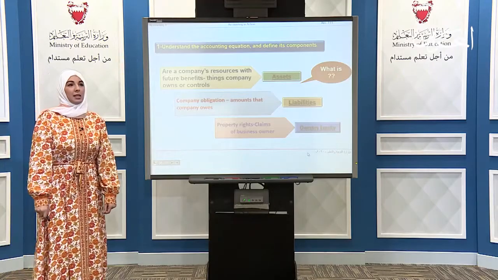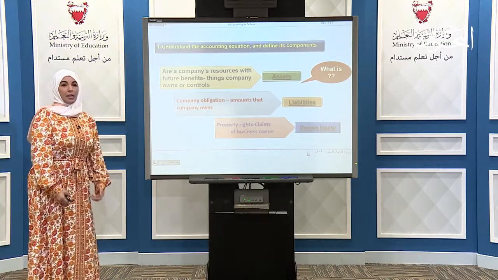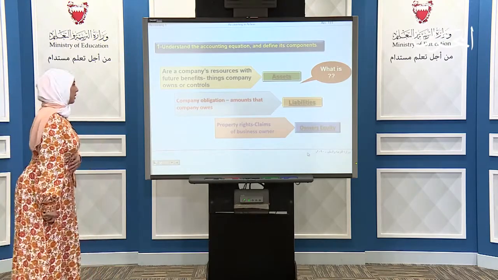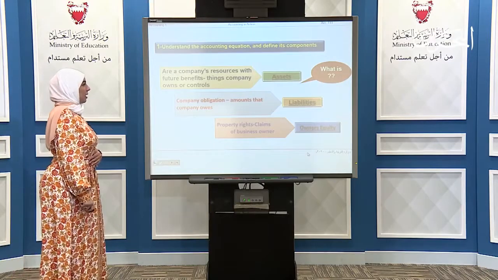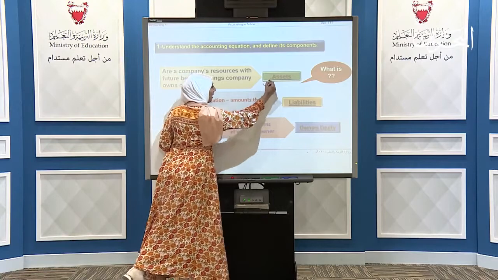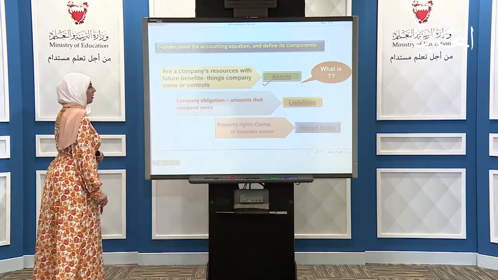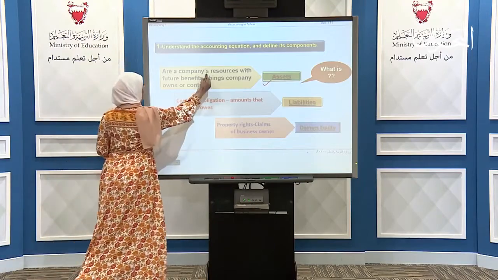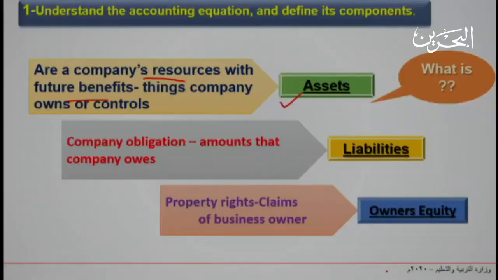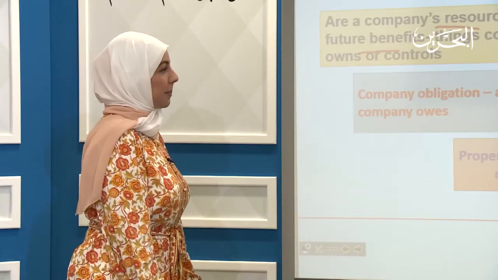First of all, let us understand the accounting equation and define its components. We will start with assets. What do we mean by assets, my dear students? Assets are a company's resources with a future benefit, things the company owns or controls. So all the resources the company has and gets benefit from.